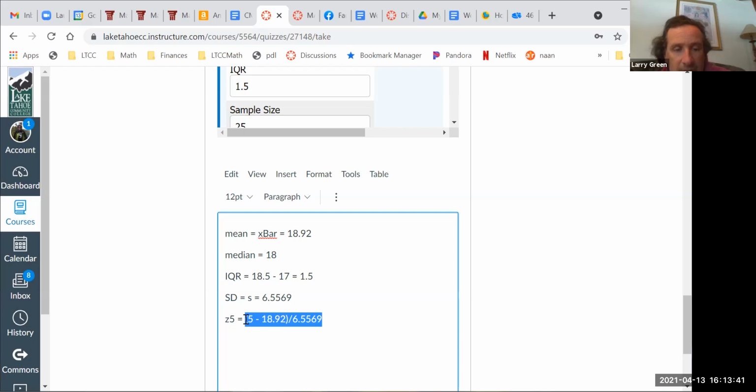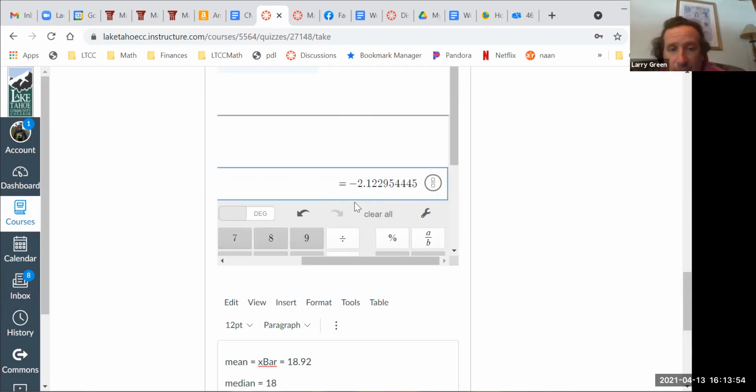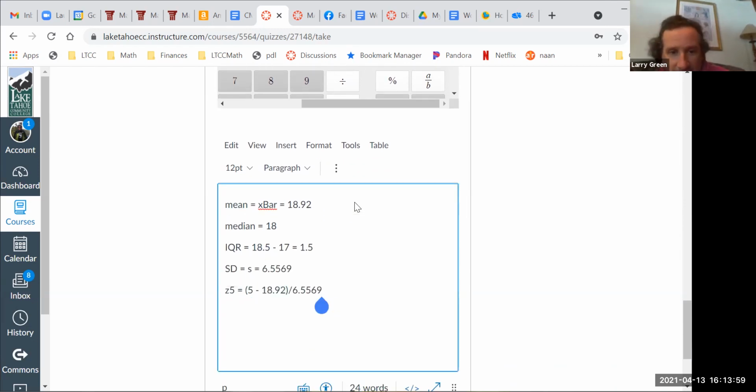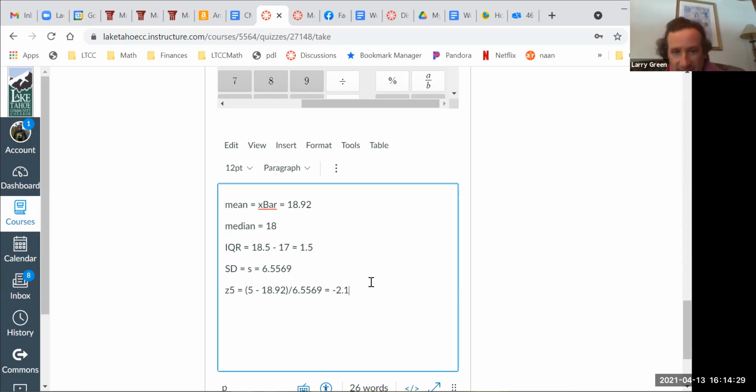Any questions so far? I can pop that in the calculator. I think it allows it, we'll see. And I get negative 2.1. This one I'll round because it's way too many decimals. Is it an outlier? What do you think? Yes. And how do we know? Remember how we define outliers? It's less than negative 2. So if it's less than negative 2 or greater than 2, it's an outlier. So 5 is an outlier.